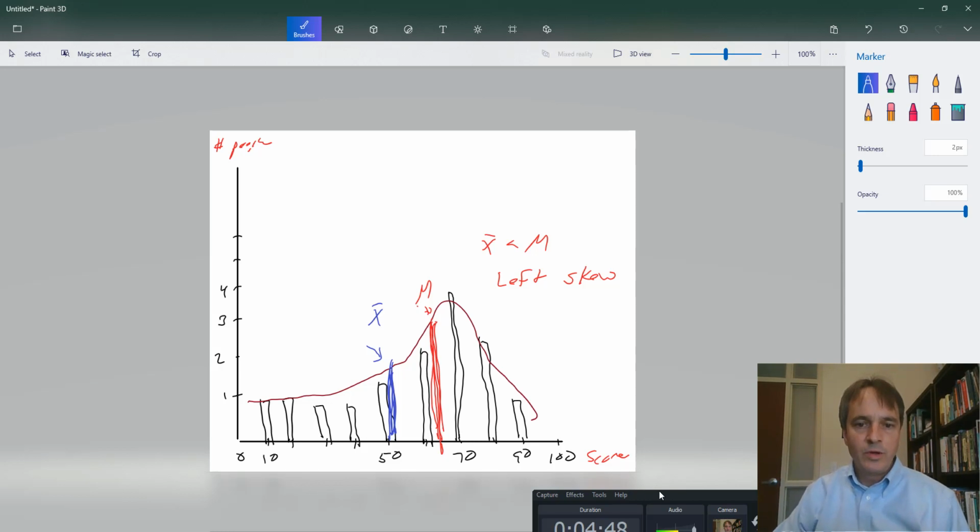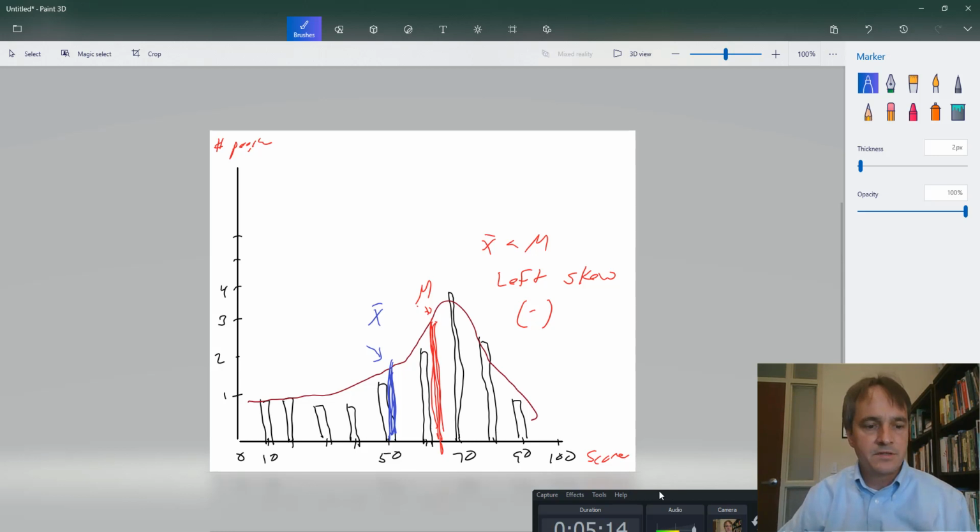So we can think about skew as being sort of the difference between the mean and the median. Okay, so let's say in the case of a left skew, this would have a negative sign. So we would have a negative skew.